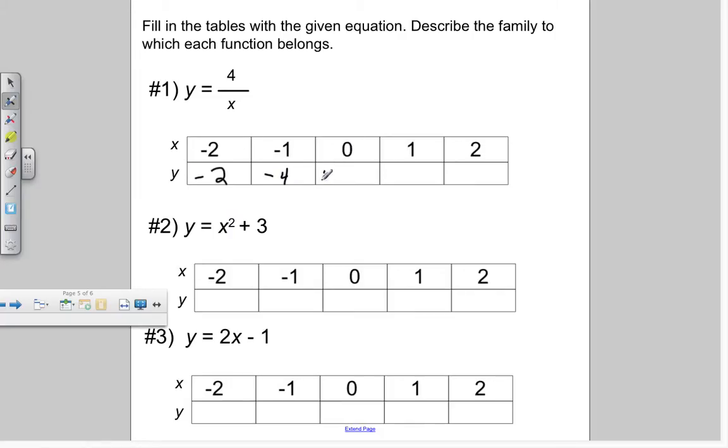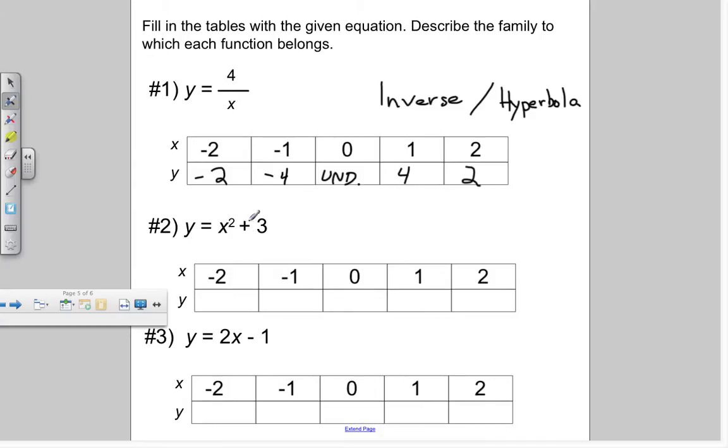4 divided by 0, alarm should go off, it's undefined. 4 divided by 1 is 4. 4 divided by 2 is 2. What family does this belong to? Well, you could say inverse, or you could say hyperbola. Okay? And that's what you're going to be asked to do in the lesson. How about this one?